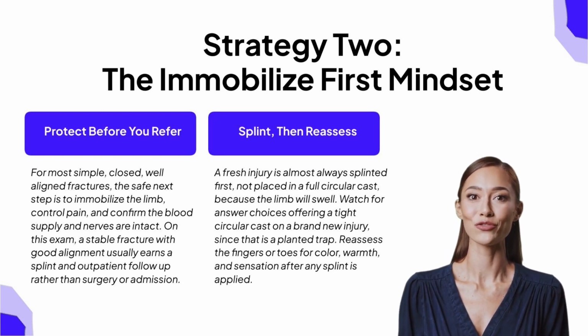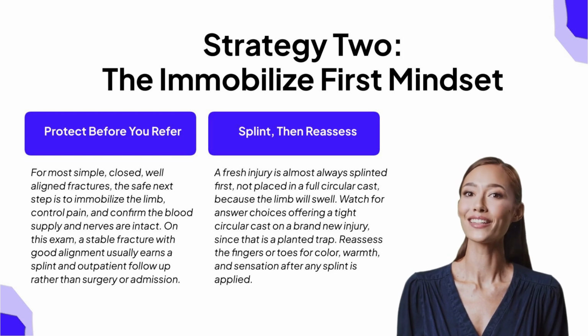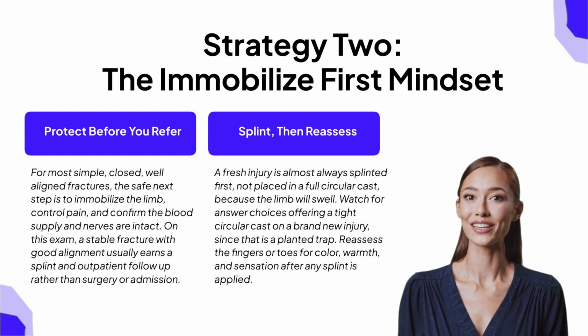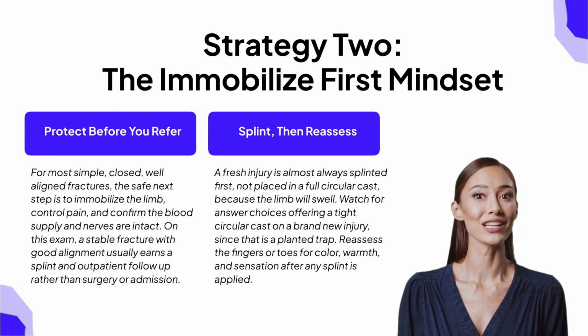If you see an answer offering a snug circular cast on a brand new injury, be suspicious, because that is a planted trap that can choke off circulation. And always reassess the fingers or toes for color, warmth, and sensation after immobilizing.